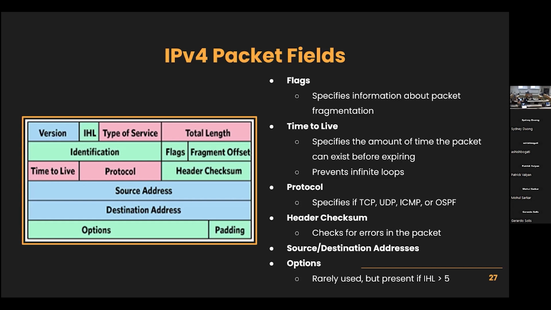So we also have the protocol, which specifies if it's TCP, UDP, ICMP, OSPF. We have the header checksum, which checks for errors on the packet, and the source and destination addresses, which, like I said in my mail analogy, are the actual to and from. And then we have the options, which are rarely used, so we're not going to focus too much on them, but essentially it increases the header length if it exists.